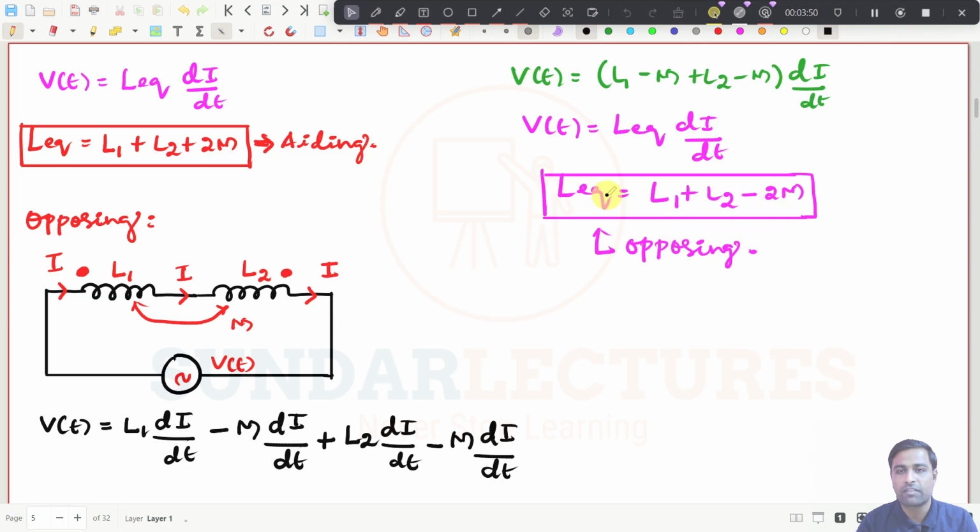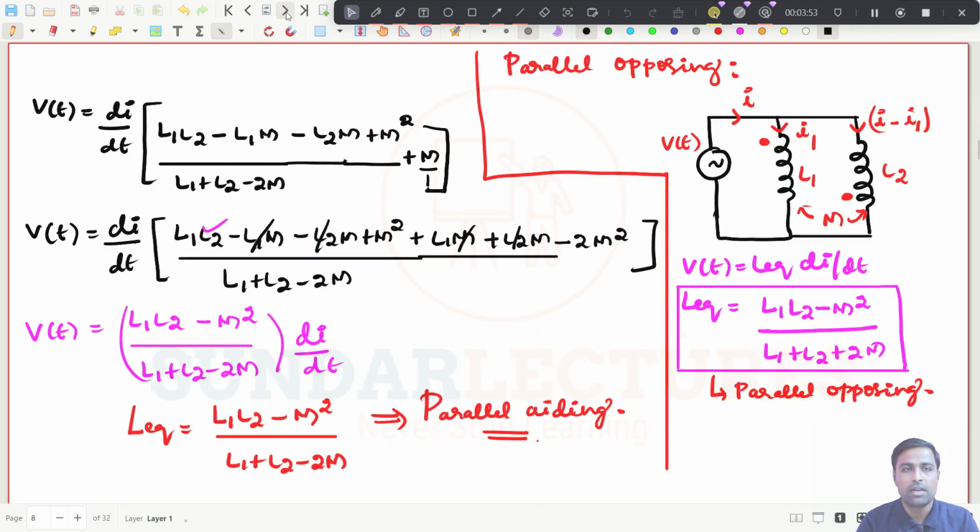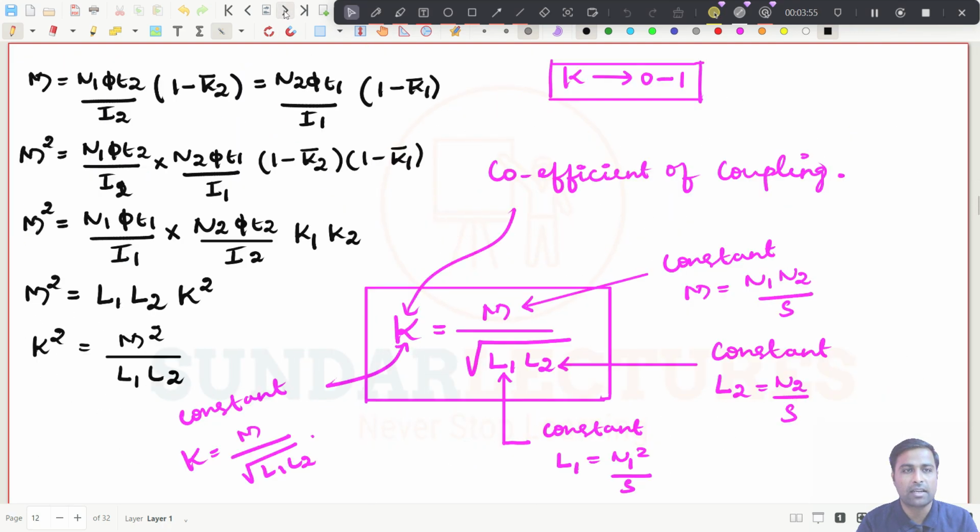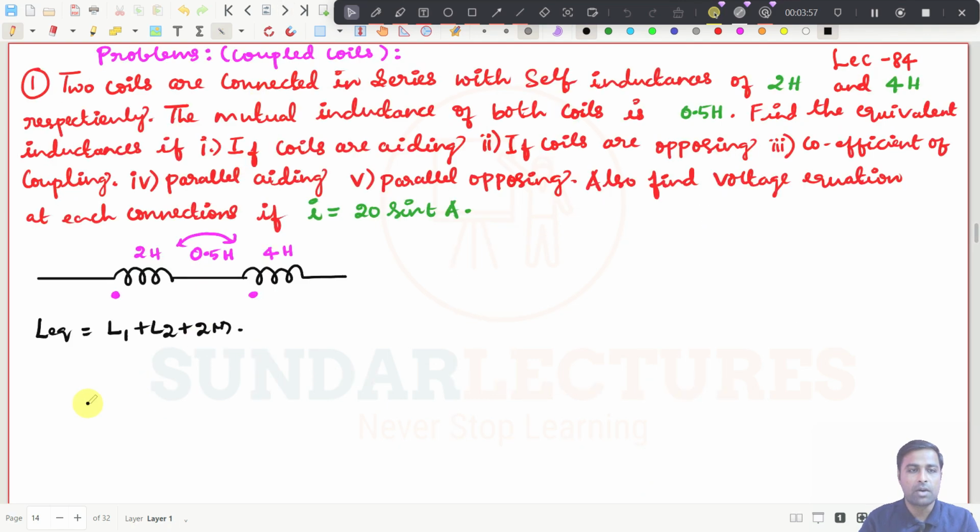For opposing it will be minus 2M. We need to get the values exactly, that is why I have shown you. Now try to substitute in this formula: 2 plus 4 plus 2 into 0.5. So the final L equivalent value will be 7 Henry. This is the final answer.